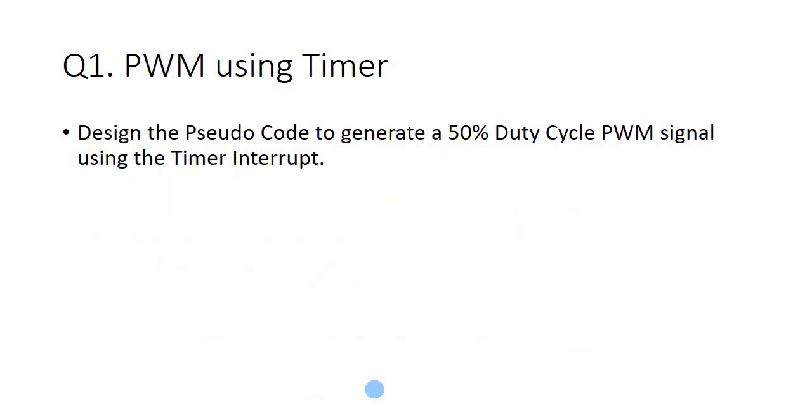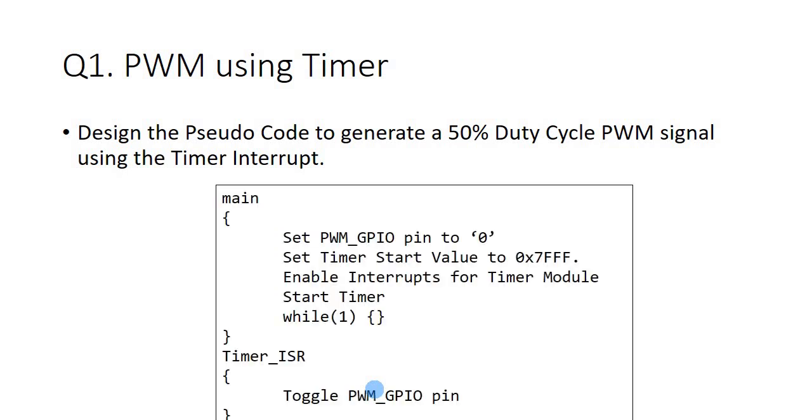So now design the pseudocode to generate a 50% duty cycle PWM signal using this timer interrupt. If you look at the solution as given, what we need to do is to first set the GPIO pin to 0. So I take a particular GPIO pin. Since we do not have a PWM module, and generally when you have a PWM module, the hardware is already configured so that certain pins are tied to this PWM capability, in this case we do not have that, so we are free to use any GPIO that is available. On this pin, we're going to initially set it to low.